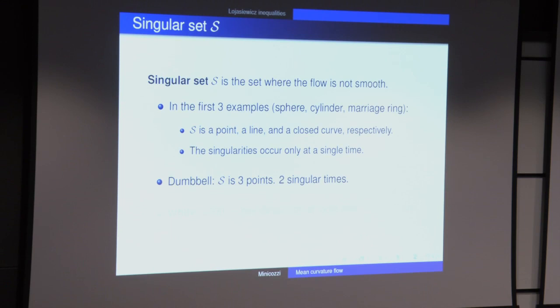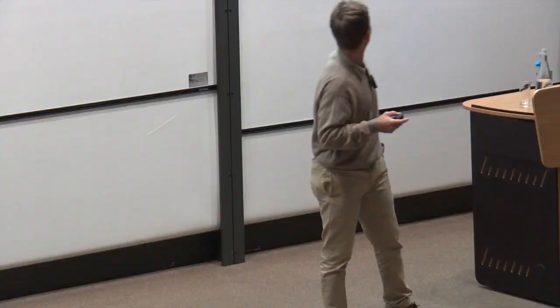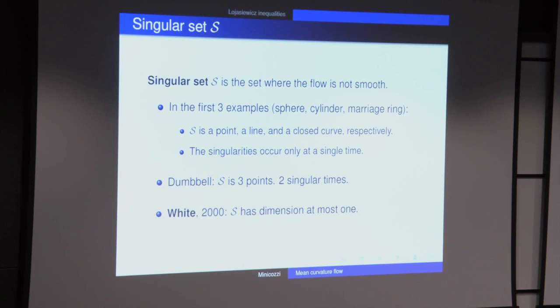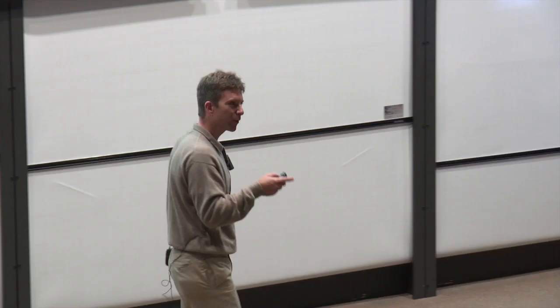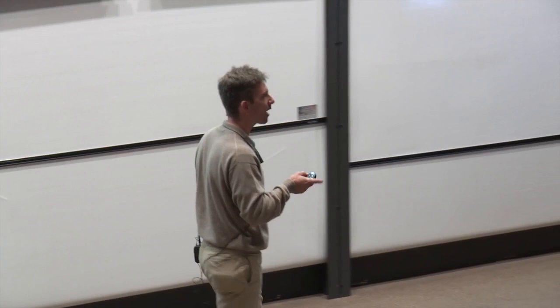So in the mean convex case, in 2000, Brian White showed that the singular set is always one-dimensional. So what does it mean to be one-dimensional? It means that if you look at the Hausdorff measures for any dimension bigger than one, then you get zero measure. So it's a subset of space-time. And this is actually stronger than it sounds, because the relevant Hausdorff measure is a parabolic one, which counts time as having two dimensions.